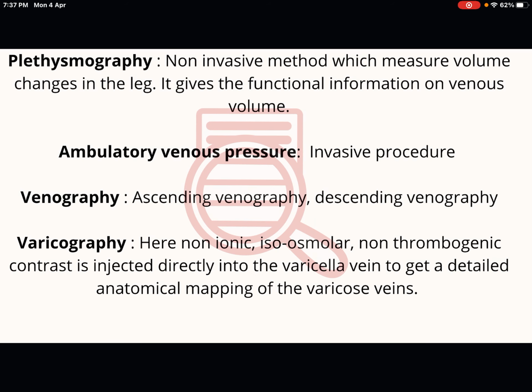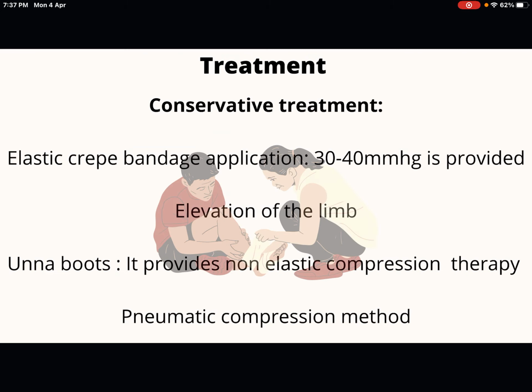And then plethysmography, it is non-invasive. Ambulatory venous pressure, that is invasive. Venography we use prior: ascending venography and descending venography. Varicography, a contrast we are injecting into the varicose vein to anatomically map all the varicose veins.